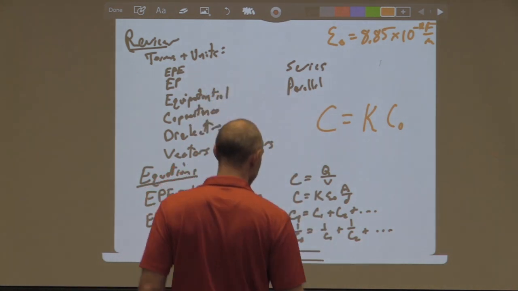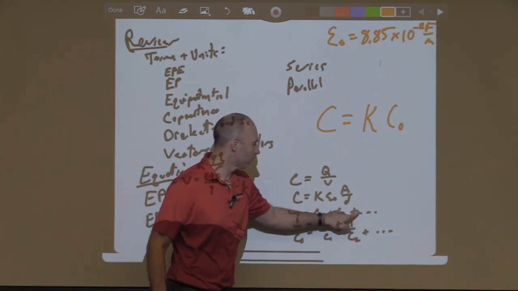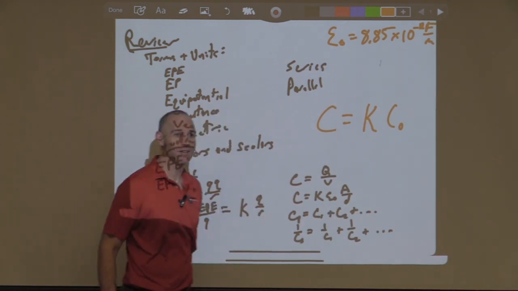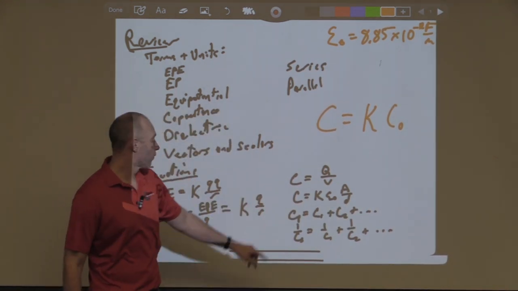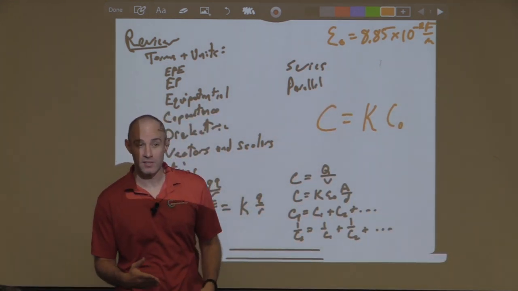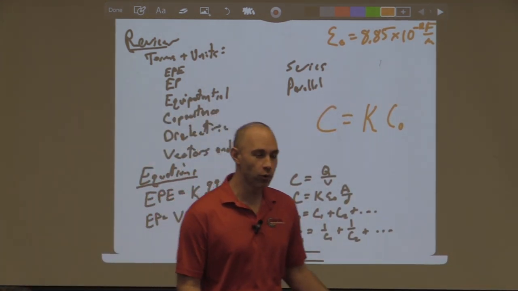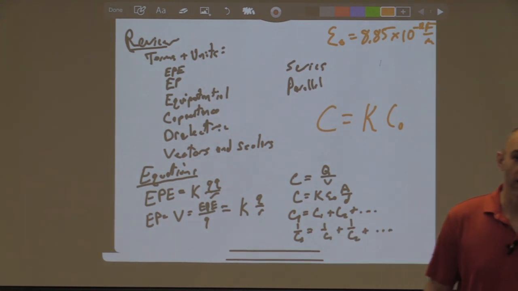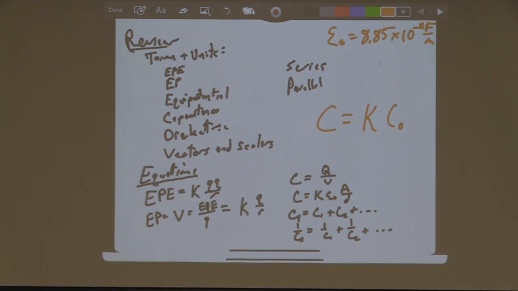And that's for as many as you want. Notice these 2 equations down here at the bottom. They have this little ellipses at the end. That's because you can add as many as you want. For a parallel set of capacitors, you just add up the capacitance of the individual capacitors. So if I have 2 of them, it's C1 plus C2. If I have 3 of them, it's C1 plus C2 plus C3. If I have 10 of them, it's C1 plus C2 plus C3 all the way through C10. You just add them up.